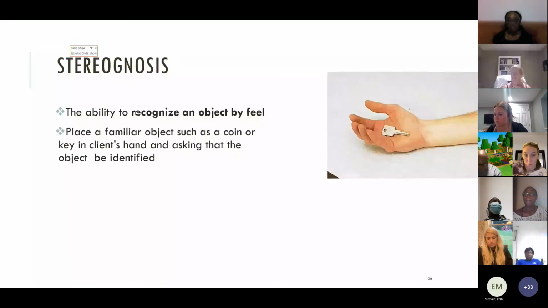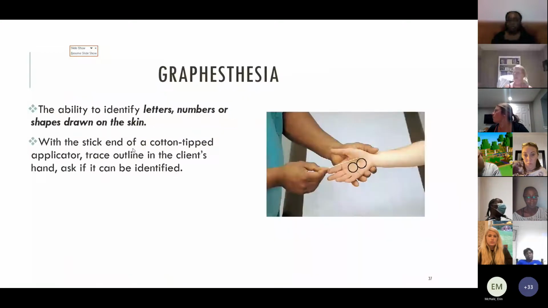Stereognosis, this is the patient's ability to be able to recognize an object by feeling it. So we would ask the patient to close their eyes, and then we would put something familiar in their hand. In this example here, we give the patient a key, and they have to keep their eyes closed and try and recognize what's in their hand. I'm not going to test you on that.